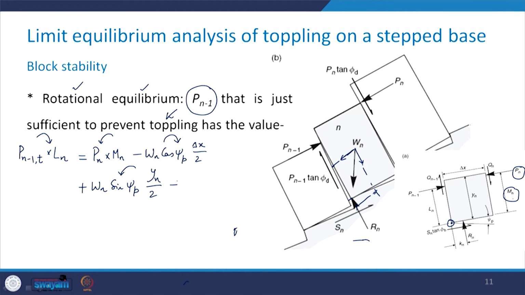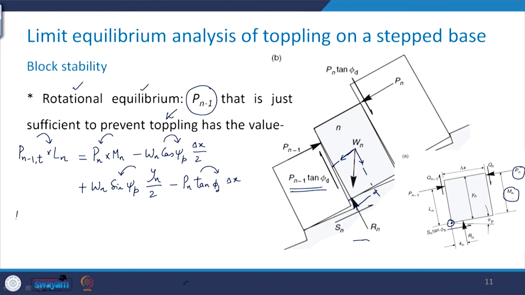and then you will have the last component which is this Pn tan phi_d. So, that would be Pn tan phi_d multiplied by delta x. What about this Pn-1 tan phi_d? Because it is passing through this point, it will not have any kind of rotational moment there. So, this is what is going to be in this direction.